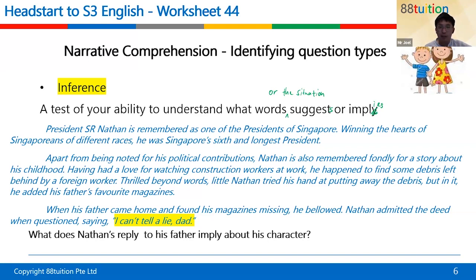But by looking at that statement that he made, "I can't tell a lie, Dad," what does Nathan's reply to his father imply about his character? So the whole point of this is actually the word imply. What does it actually imply about his character? So imply means, what does it tell you in a roundabout way, or what can you guess at about his character? And from this, you can basically tell that he was very honest, right? Because he says, "I can't tell a lie, Dad." So you can tell that he had an honest character, even from a young age, when he added his father's favorite magazines into the debris that he found there. Yeah, not sure why he did that though.